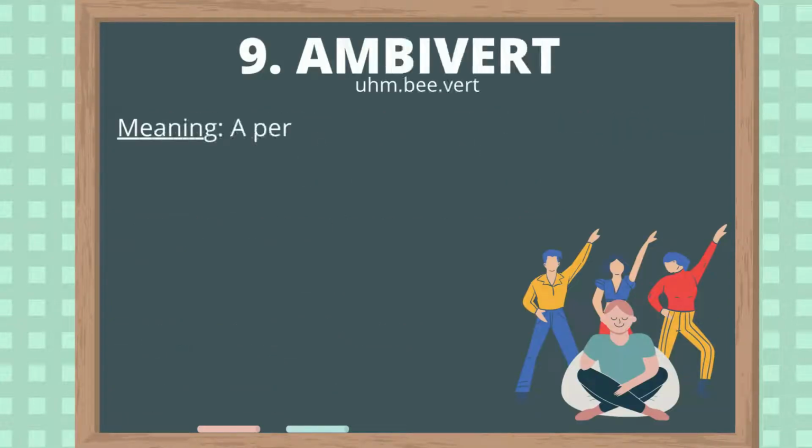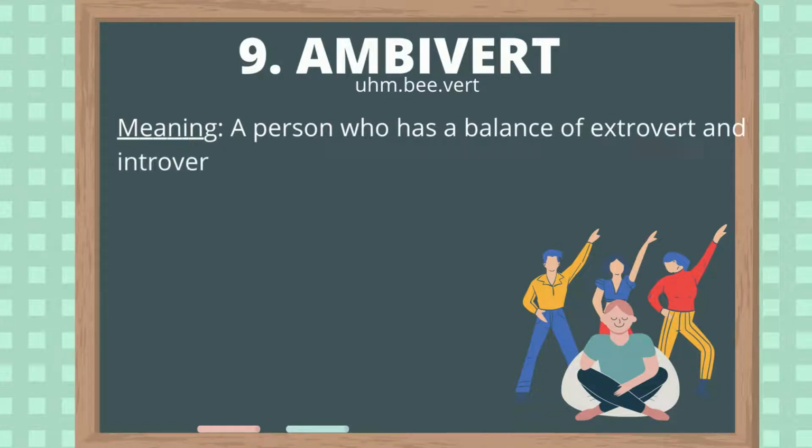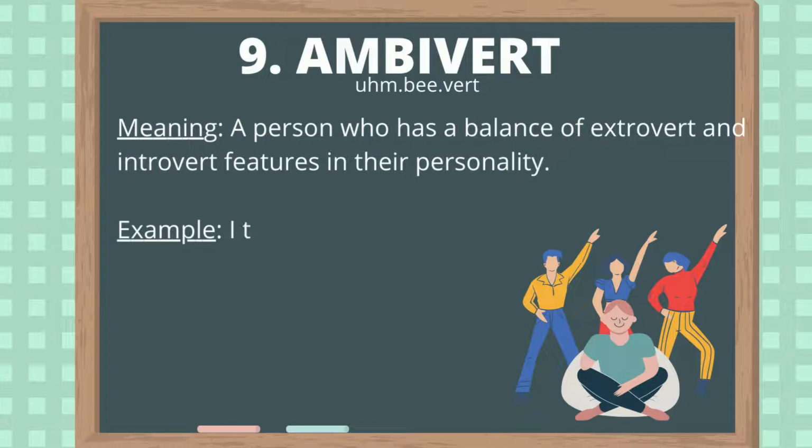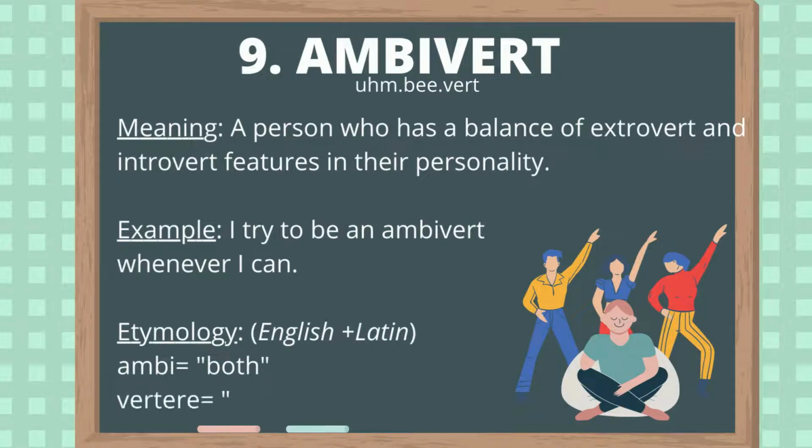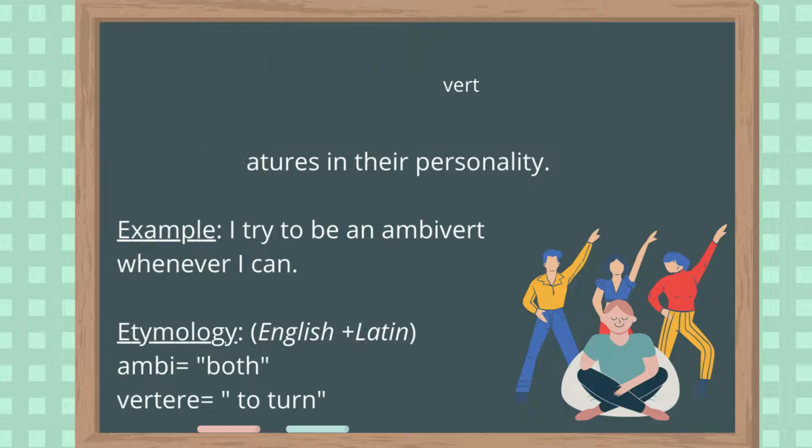Number 9. Ambivert. An ambivert person is someone who has a balance of extrovert and introvert features in their personality. For example, I try to be an ambivert whenever I can. Ambivert has also been derived from English and Latin words ambi, which means both, and vertere, which means to turn.